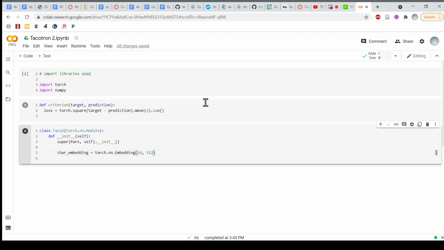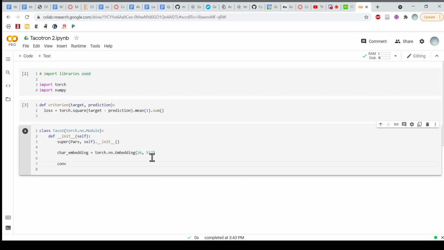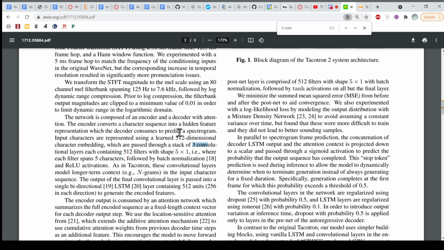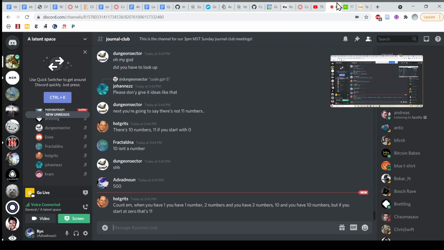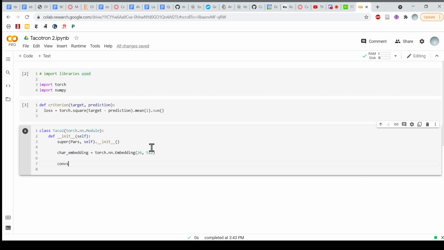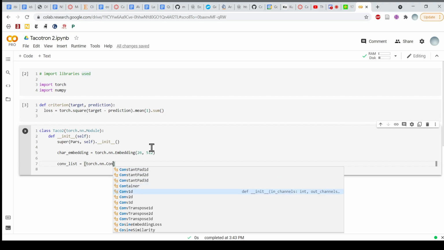I guess we're talking about digits. Okay, so we've got our character embedding. We've got our convolutions. Let's see, 3 convs, each containing 512 filters. So we want our convolutions. We'll start with the first convolution. Yeah, we can do a list of these. So convolution list equals... I'm going to use a list comprehension, and if you haven't seen one of these, it'll blow your mind. You say what you want, which is torch.nn.Conv1d, and we'll define that in a little bit.